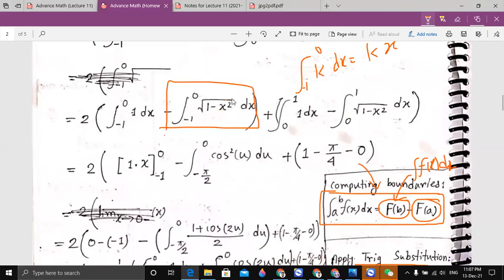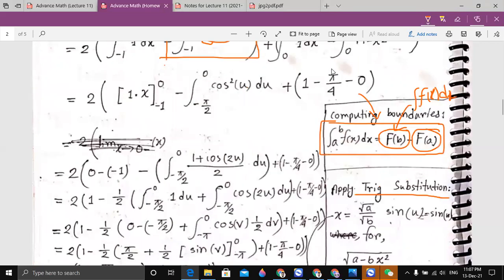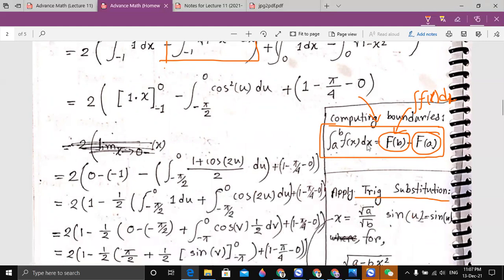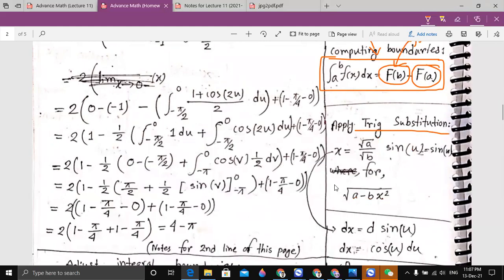This is √(1 - x squared). So can I just let u be √(1 - x squared), or just x squared? No, trig substitution works this way. If we have something like √(a - bx squared), then x will be equal to √a over √b times sine u, okay? √a over √b sine u.